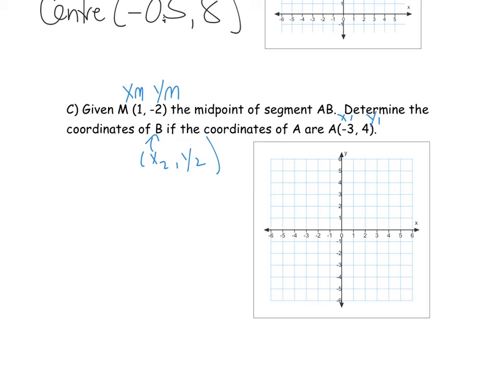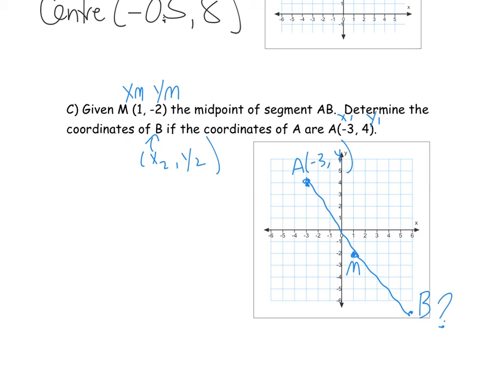So A is at negative 3, 4, that's here. I'll label it as A, negative 3 and 4. My M is at 1, negative 2. There's my midpoint. So this is halfway between A and B. My midpoint's halfway, so B is somewhere over here, but we don't know where. So we're going to find what the coordinates are.